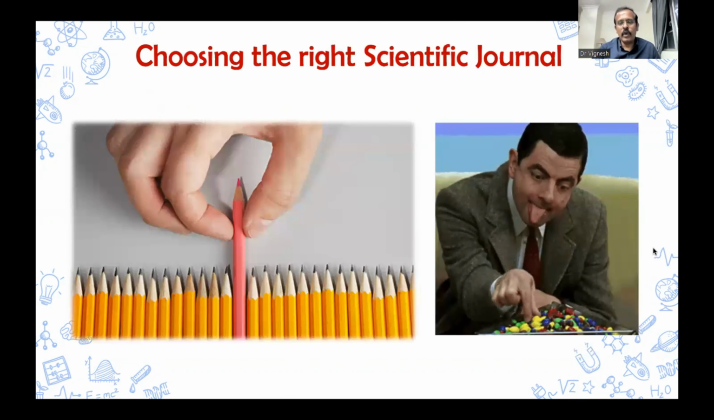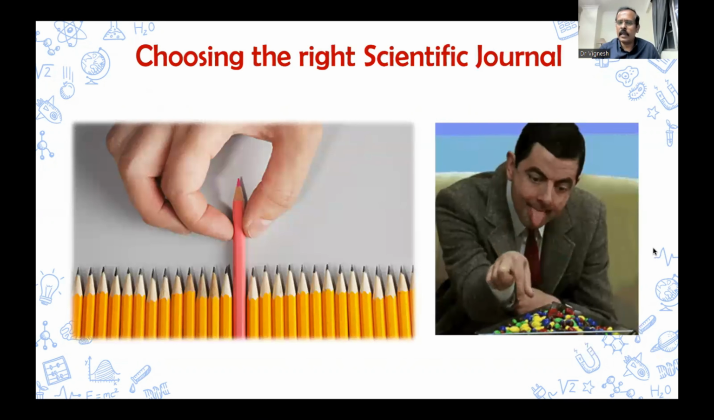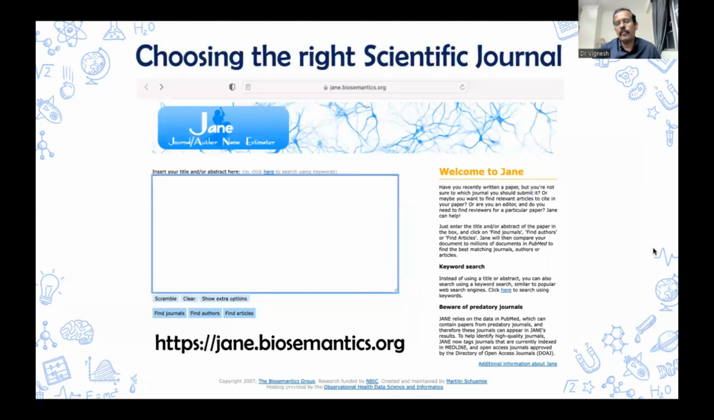Okay, so you have your article draft ready. Now, choosing the right scientific journal for your paper is the next important thing. Of course, you have several factors, like the article publication charges. But to help with this, there is a tool called Jane, the Journal Author Name Estimator. I have given the website address here, jane.biosemantics.org. So you just go there.